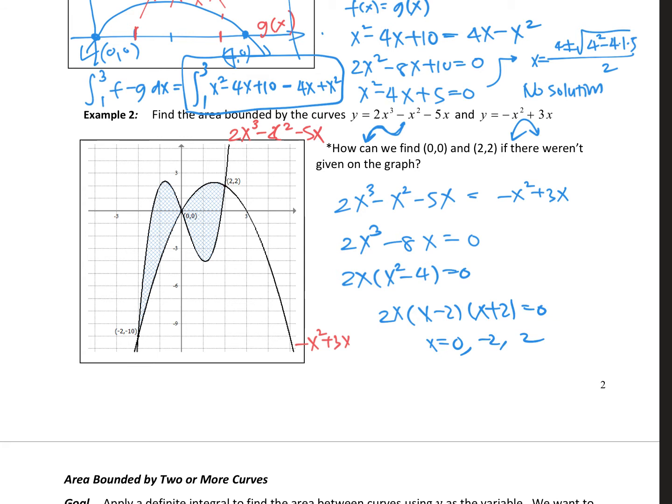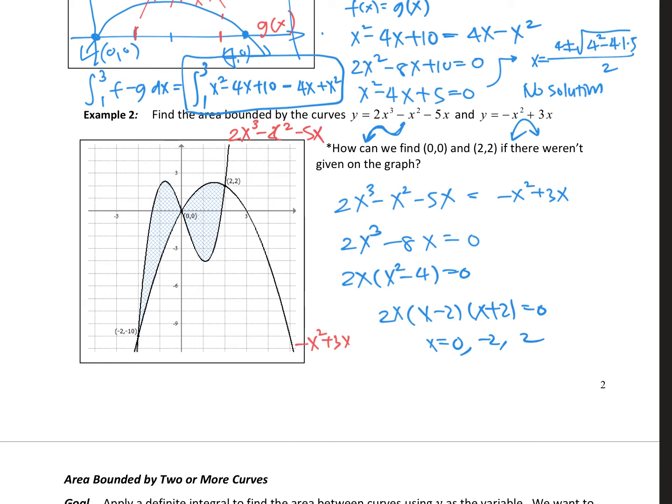From there, you can check a sample point, like when x is equal to negative 1, plug it in to both functions and see which is higher. You'll notice that the cubic will be higher. Plug in 1 to both and see which is the higher number. Then you'll notice that the square function is higher, so I know that it is the top.